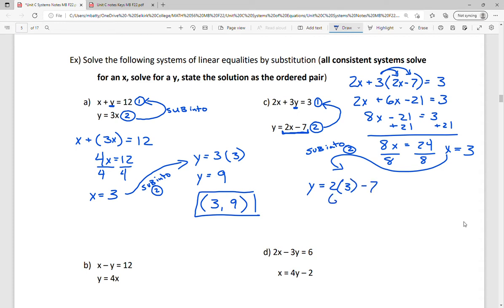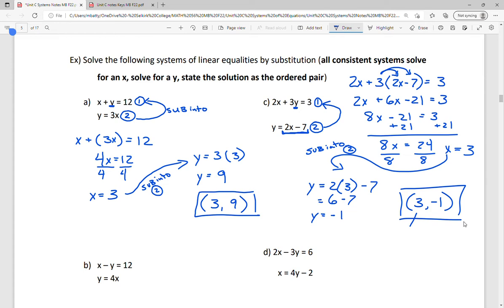So now I do the math. I get 6 minus 7, or y equals a negative 1. And so finally putting this back together, I could write this solution as an ordered pair. And that's the point where these two lines intersect.